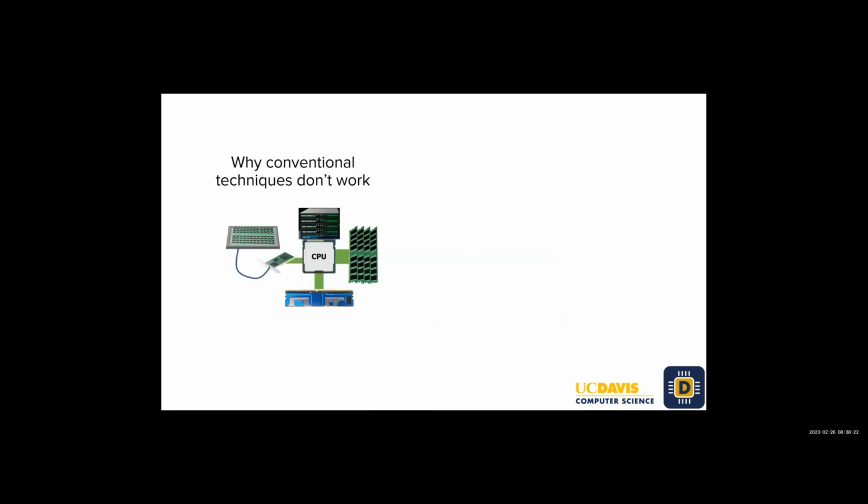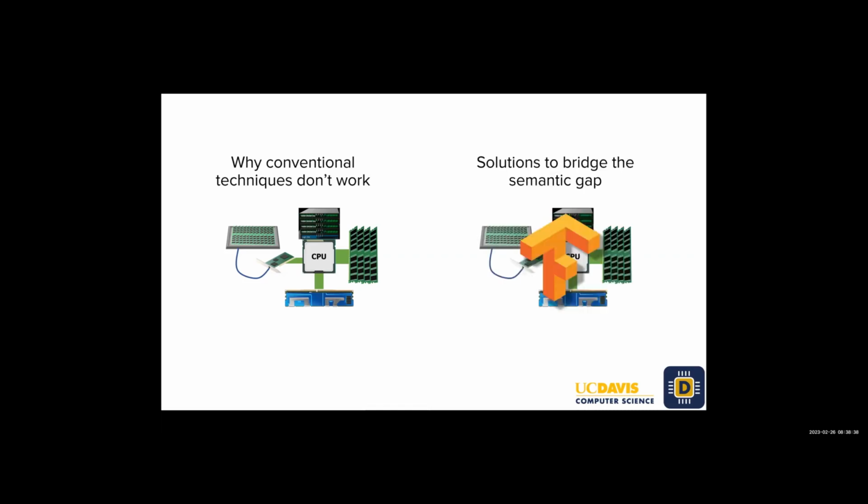So in this talk, I'm going to touch on a couple of different things. First, I'm going to talk about why conventional techniques that we've used as computer architects for the past 4, 5, 6 decades, why they don't work in these emerging systems. And then I'm going to talk about a couple of different approaches that our group has been working on to bridge this semantic gap between the application and the hardware in order to get better performance as we're moving this data around.